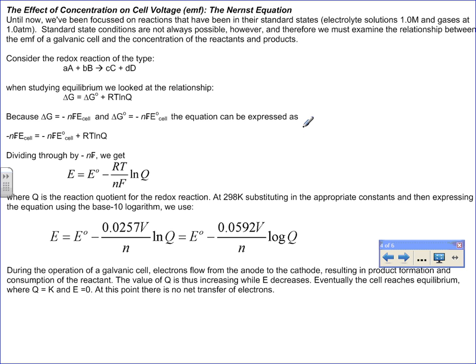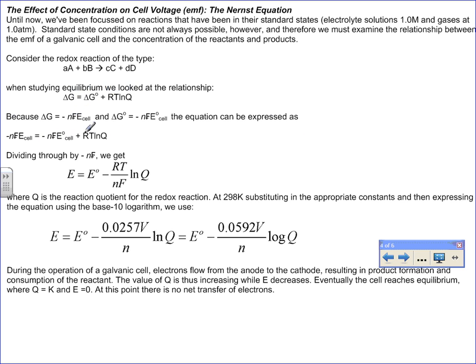So we need a relationship that is going to help us monitor that difference. And again, we're going to use our thermodynamic equation: delta G is equal to delta G naught plus RT ln Q, where Q is the reaction quotient for the reaction. We know that delta G is equal to negative nFE, so we can substitute the E of the cell and E naught of the cell, and we get negative nFE of the cell is equal to negative nFE naught, so at standard conditions, plus RT ln Q, where Q is the reaction quotient.